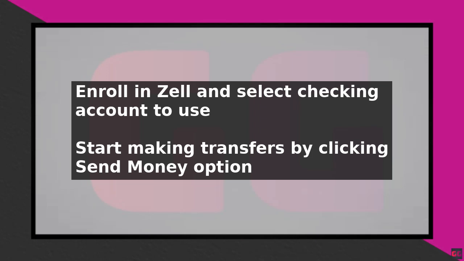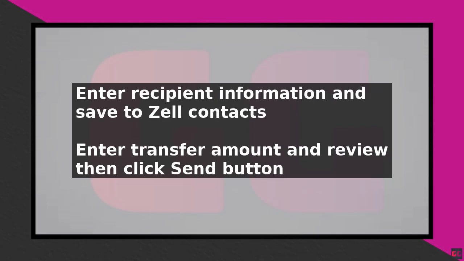the New Contact button. Enter the recipient's first and last name, and optionally a nickname. Then enter their identifier, which can be an email, phone number, or account number. After saving the recipient's information, if they are not already enrolled in Zelle, they will receive a notification and be prompted to enroll. Click Continue to proceed.